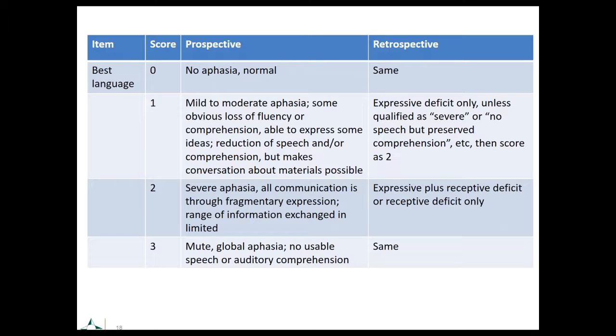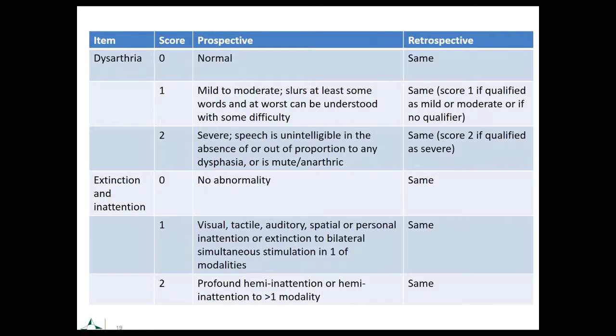Dysarthria, again, if it's normal, then it's scored 0. If it's qualified as mild or moderate, or if there's no qualifier, then you can score it a 1 from the medical record. And then if it is severe and the speech is nearly unintelligible, then that would be scored a 2. And of course, you have a score of 2 if the patient is mute as well. And then extinction and inattention would be exactly the same as what you see with the prospective scoring, that they would have more than one modality of hemi-inattention to be scored a 2, but if it was one modality, it would be scored 1.